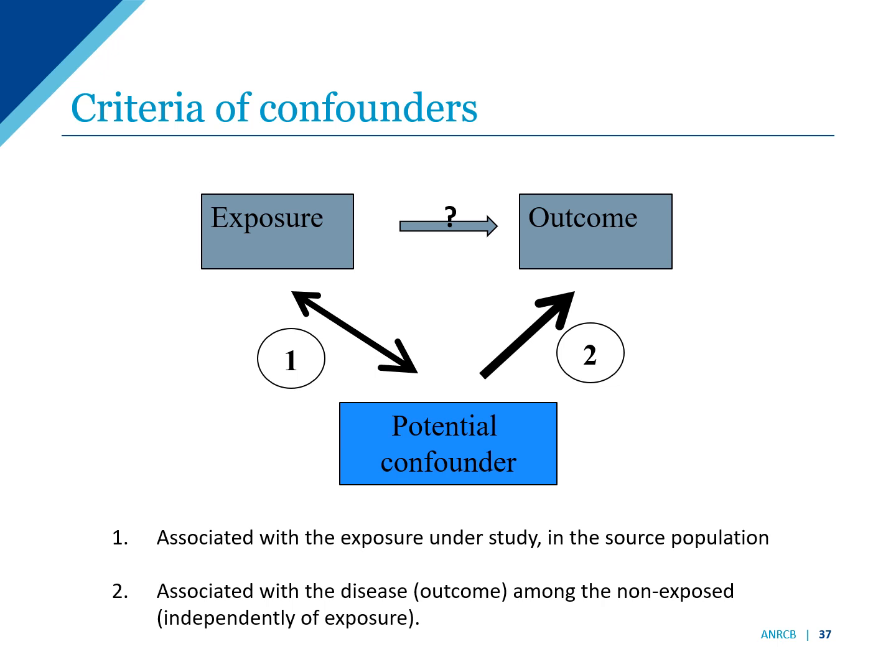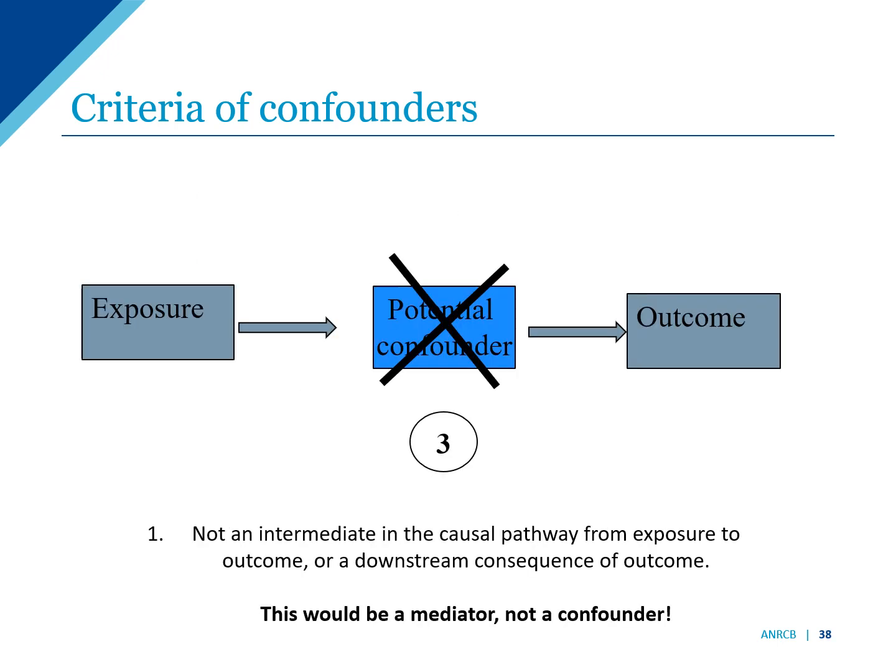You can assess whether your variable is a confounder with 3 criteria. 1, it is associated with the exposure in the population. 2, it is an independent cause or predictor of the disease, at least among the non-exposed or independently of exposure. And 3, it is not an intermediate step on the causal pathway of the disease and outcome. If it were, it would be a mediator, not a confounder.